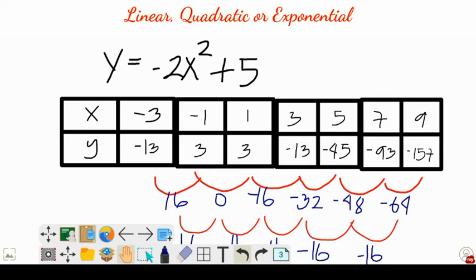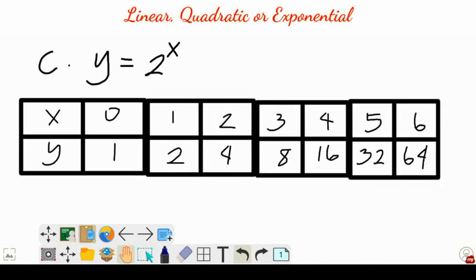So once na sinubstitute natin yung x value nating negative 3 sa ating quadratic function, magkakaroon tayo ng negative 13 na y value. And then ganun din sa negative 1, so magkakaroon tayo ng 3. And then yung 1 is magkakaroon tayo ng y value na 3. So once na ang x value natin is 3, magkakaroon tayo ng y value na negative 13. And also kapag ang x natin is 9, magkakaroon tayo ng y value na negative 157. So ganun po nakuha yung mga y values. So sinubstitute natin yung ating mga domain para magkaroon tayo ng range values.